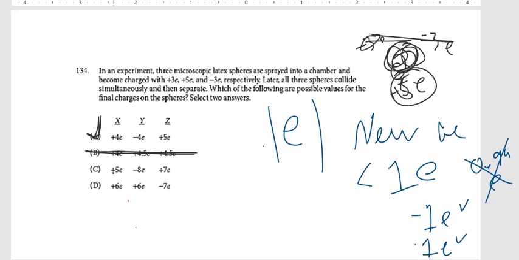Now this next one, you've got positive 5, negative 8, that's negative 3, plus 7, that would be negative 4. Can't be that one, so it's got to be D, but let's double check. Positive 6 plus positive 6 is 12, minus 7, that's 5. So that's your answers to those.